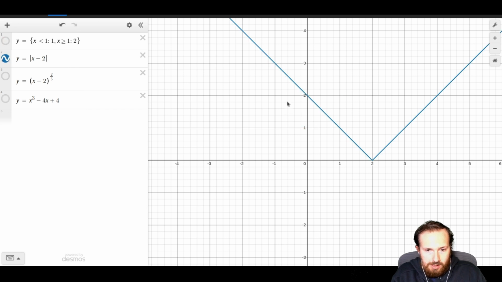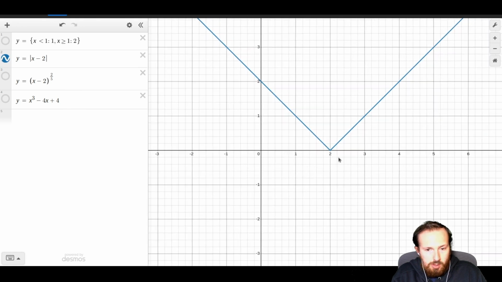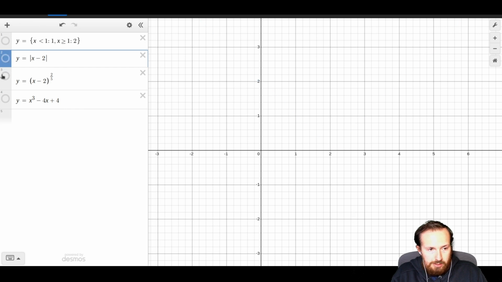This next one is continuous. I can draw this function, the absolute value function, without picking up my pencil. However, it's not differentiable. Why is it not differentiable? Because we have a sharp corner here. Again, it is differentiable at every spot except for the sharp corner. It's just not differentiable at the sharp corner. So we can't have that. That's what a sharp corner looks like.